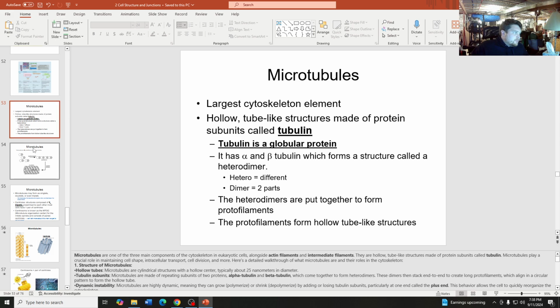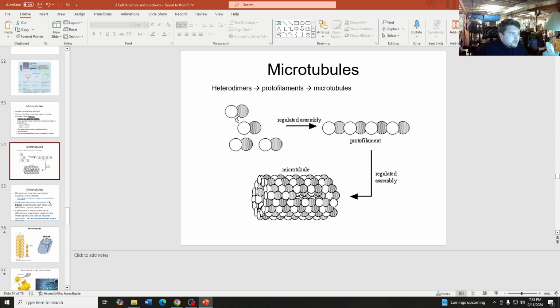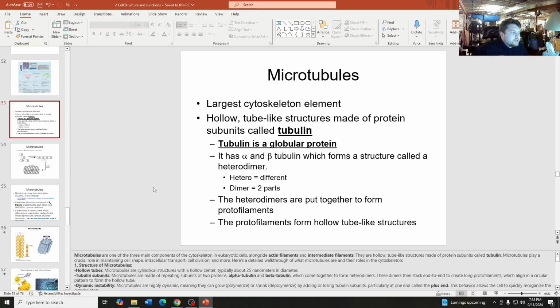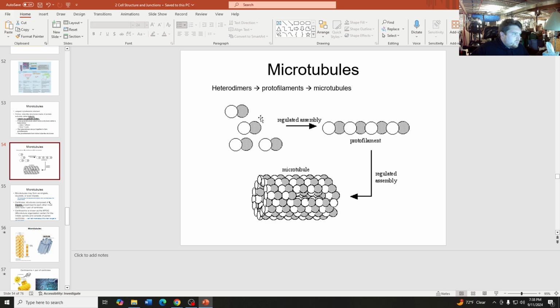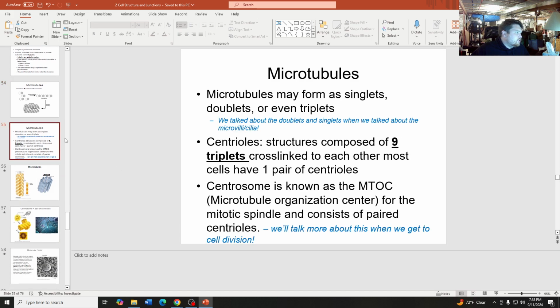These heterodimers are then put together. So here we have a bunch of heterodimers. They get put all together to create what's called a protofilament. And then we put a bunch of the protofilaments together and we eventually get a microtubule. This is very similar to when we're talking about DNA to the nucleosome to the chromatid and then to a chromosome. It goes from the most basic, and as it combines and builds, it gets bigger and bigger and is called something different. Same concept here. So those heterodimers turn into protofilaments and then become a microtubule.